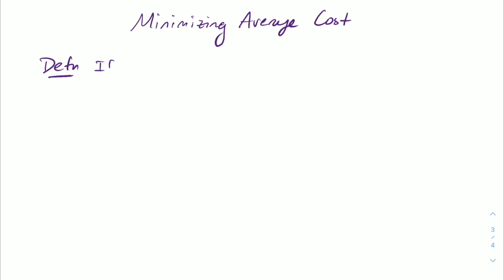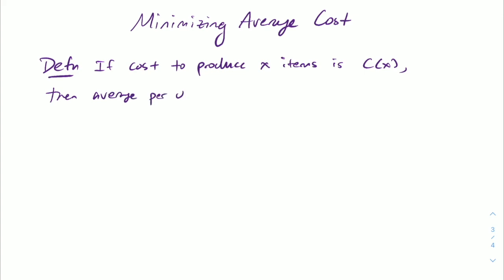All right, so in this video we're going to talk about minimizing average cost. So we'll start by defining the average cost. If the cost to produce x items or units is given by C of x, then the average per unit cost function is C bar of x, which is C of x all over x.